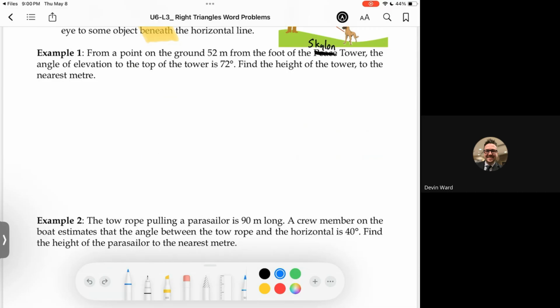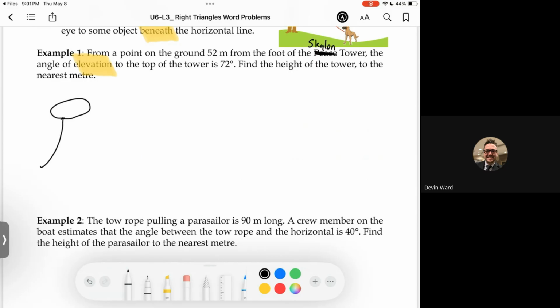So example number one. From a point on the ground 52 meters from the foot of the Skyline Tower, the angle of elevation, so we know that we're talking about elevation here, the angle of elevation to the top of the tower is 72 degrees. I want to find the height of the tower to the nearest meter. So this is where I want to draw a diagram because it can be pretty abstract. But once we draw a diagram, a lot of times it's a lot easier.